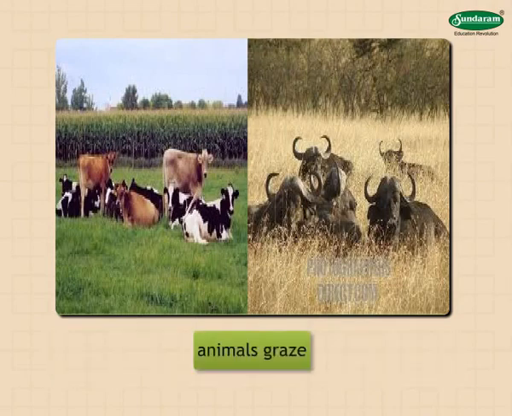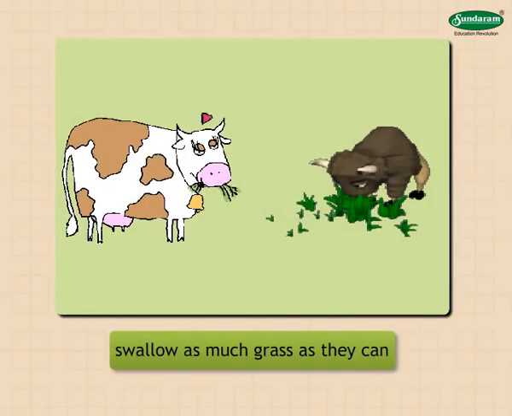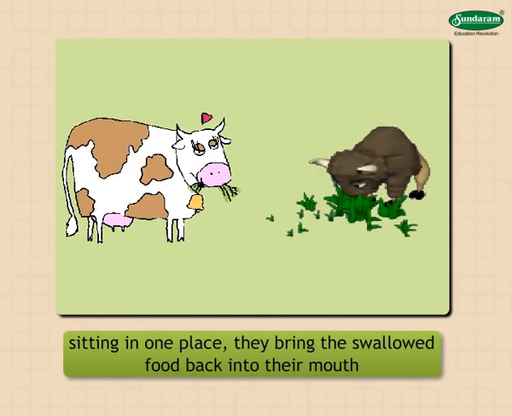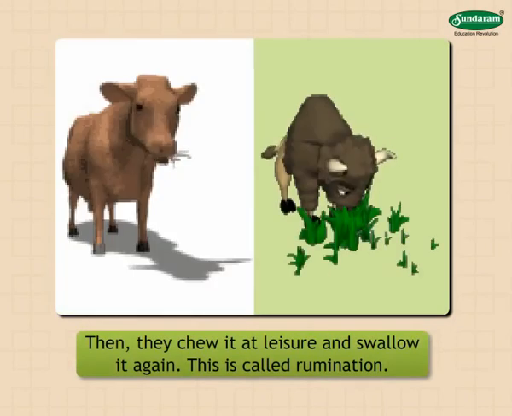When these animals graze, they swallow as much grass as they can. Later, sitting in one place, they bring the swallowed food back into their mouth. Then they chew it at leisure and swallow it again. This is called rumination. Only a few animals are able to ruminate.